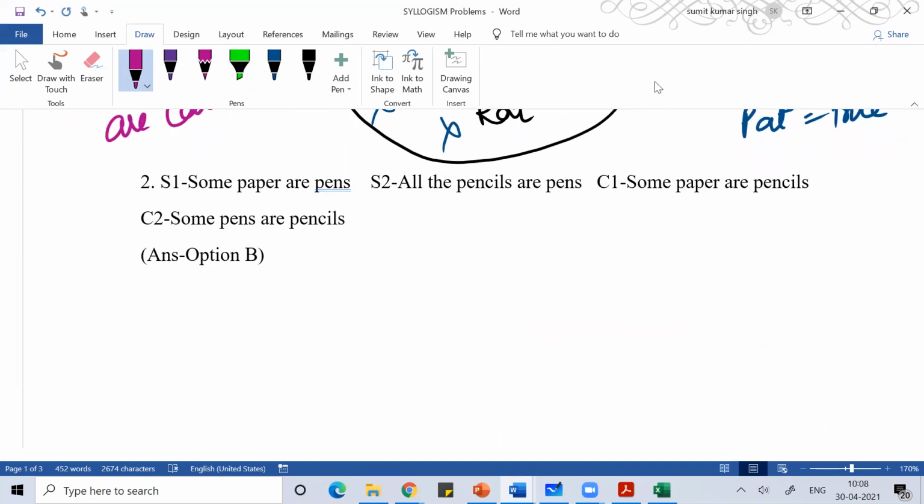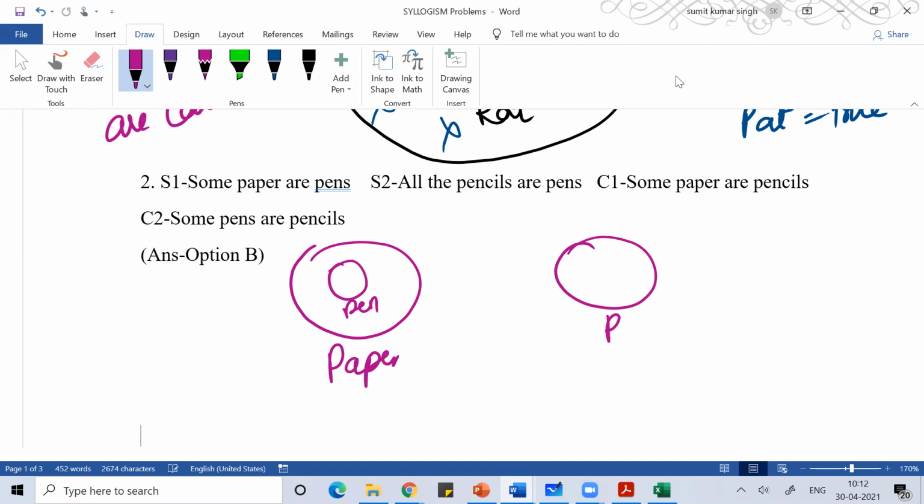So do this question number 2. Like this, you can solve other questions. Question number 2: some pen or paper. Some paper or pen, sorry. Some pen or paper and some paper or pen are two different things. Some paper or pen diagram can be like this.